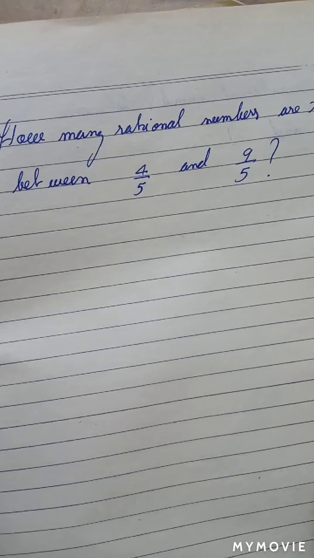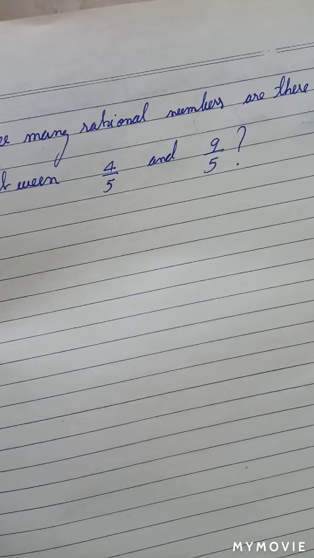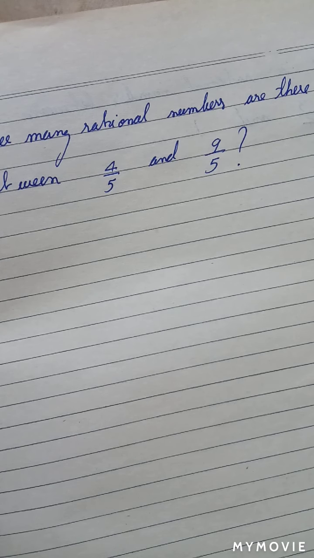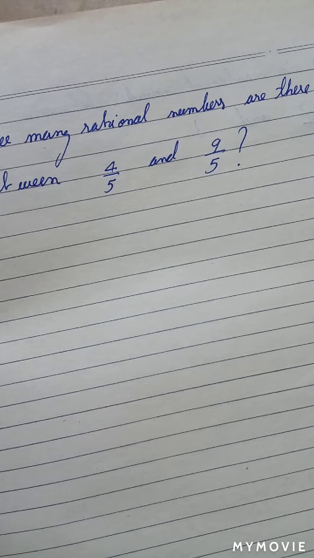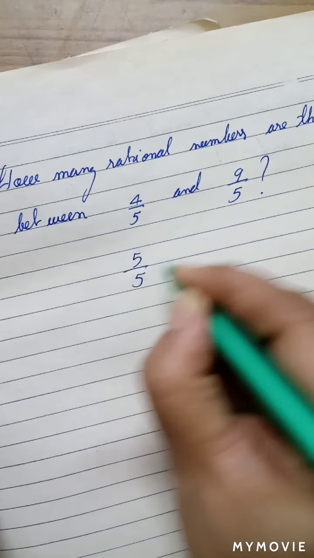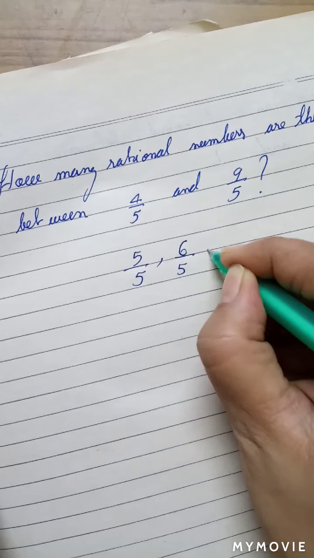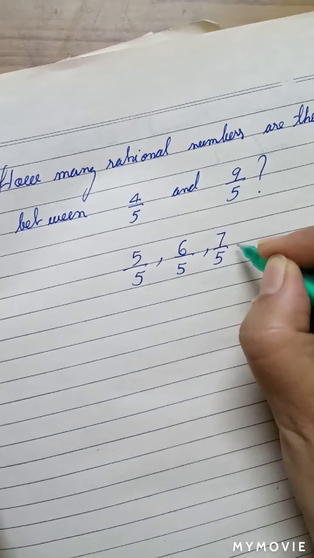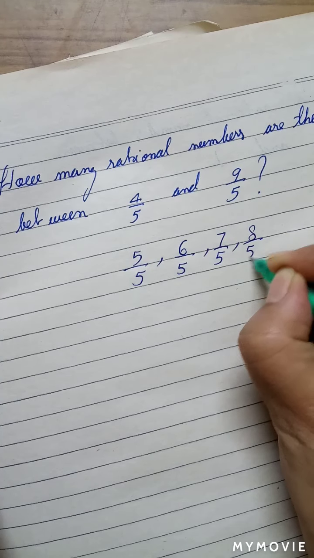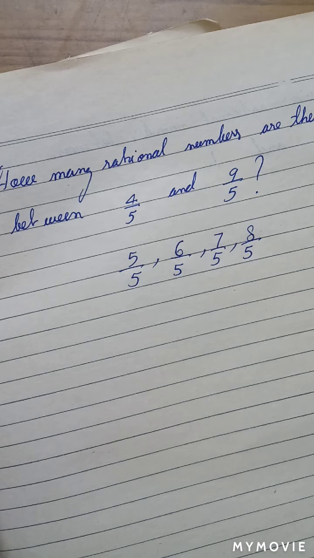And here is my next question. How many rational numbers are there between 4 by 5 and 9 by 5? You will say it's very easy. We have 5 by 5, 6 by 5, 7 by 5 and 8 by 5. So we have 4 rational numbers between 4 by 5 and 9 by 5. Is that it? No, it's not.